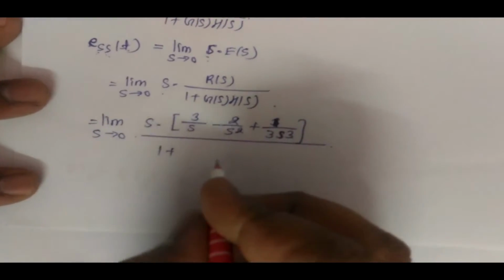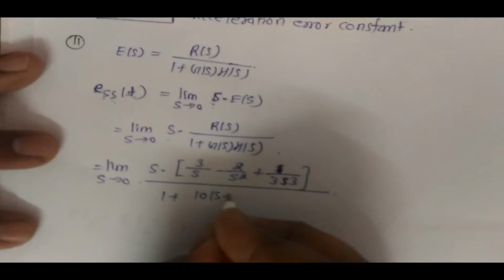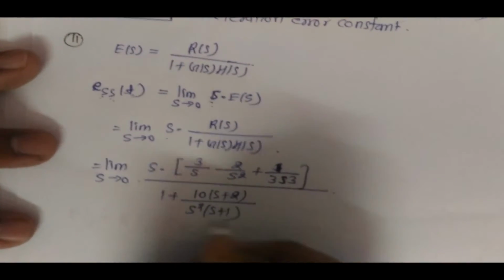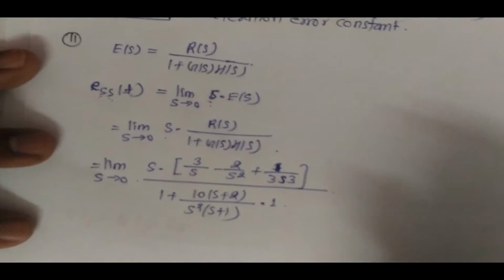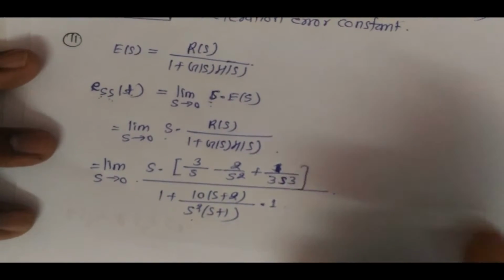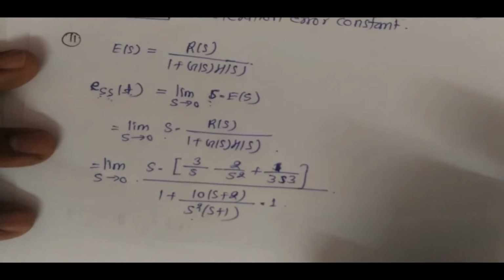What is G(s)? G(s) is 10 into (s plus 2) divided by s square (s plus 1), and H(s) is equal to 1. Now if we put s is equal to 0, then the denominator becomes 0 and this becomes infinity, something multiplied with 0, and then 0 divided by infinity.